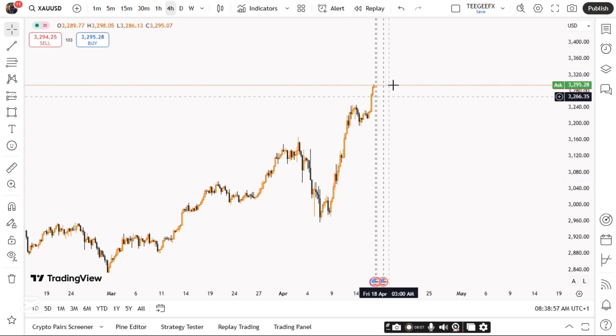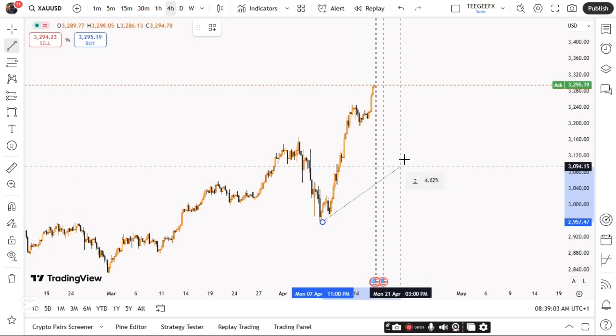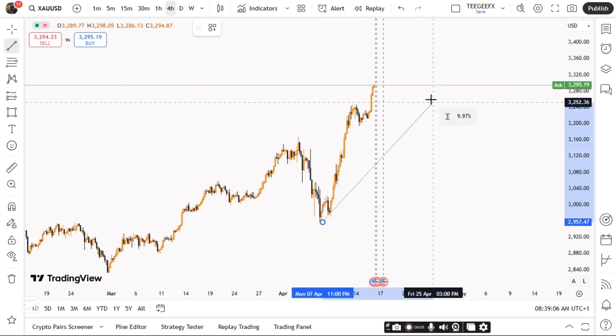Okay, looking at this, this is a bullish market. So what do we do on the 4 hours? You connect your trend line. You can see me connecting my trend line. This is what I got.